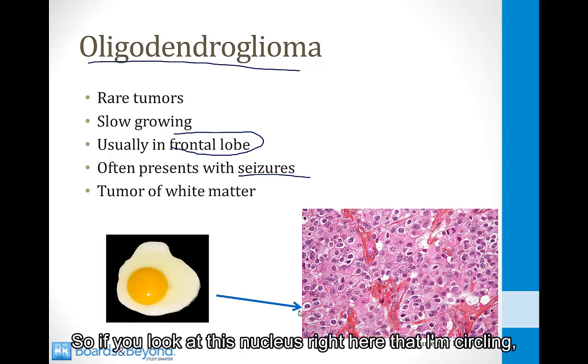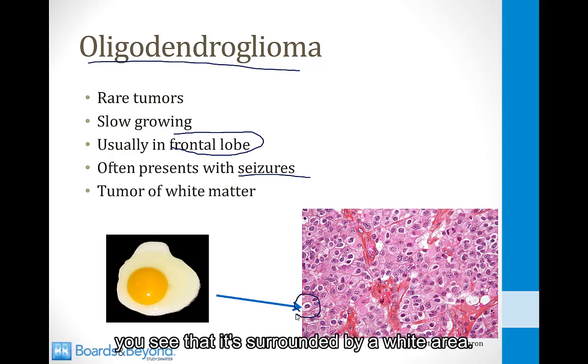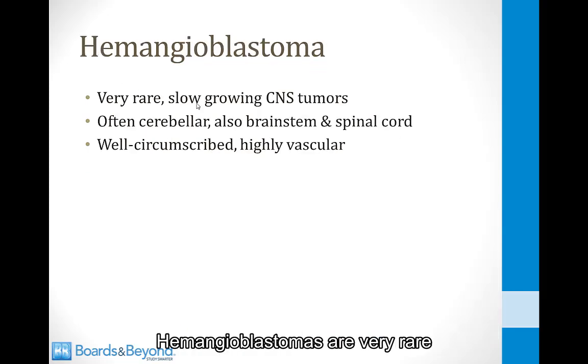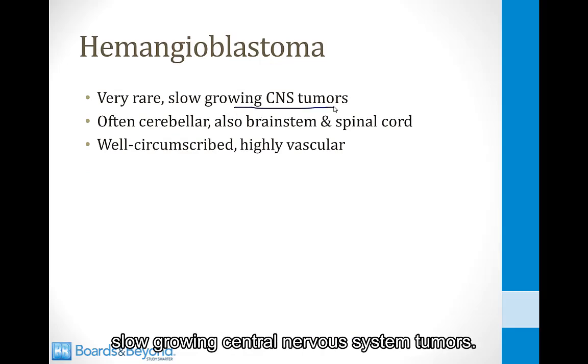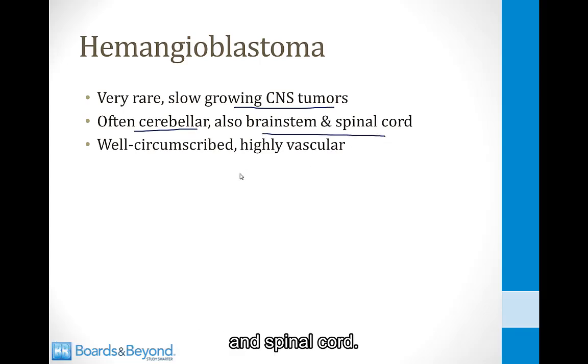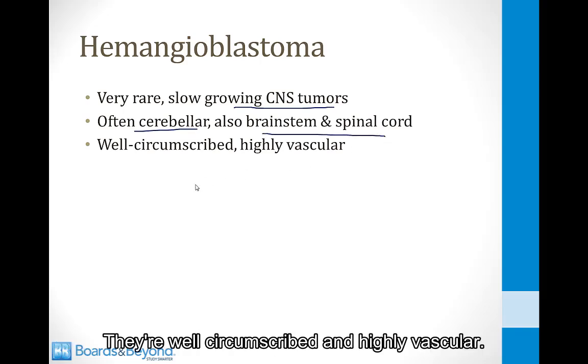So if you look at this nucleus right here that I'm circling, you see that it's surrounded by a white area, and that sort of looks like the yolk of an egg surrounded by the white egg, and that's why it's said to have a fried egg appearance to the cells. Hemangioblastomas are very rare, slow-growing central nervous system tumors. They're often cerebellar, but also happen in the brainstem and spinal cord. They're well circumscribed and highly vascular.